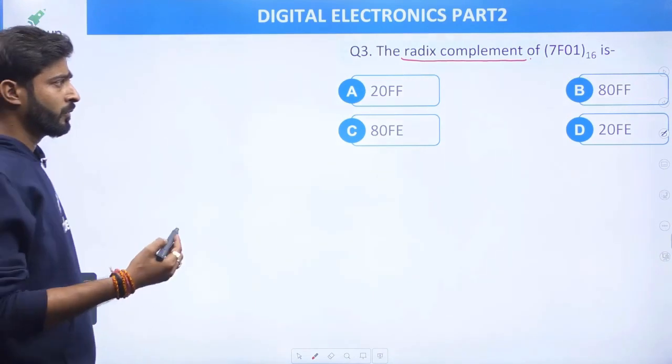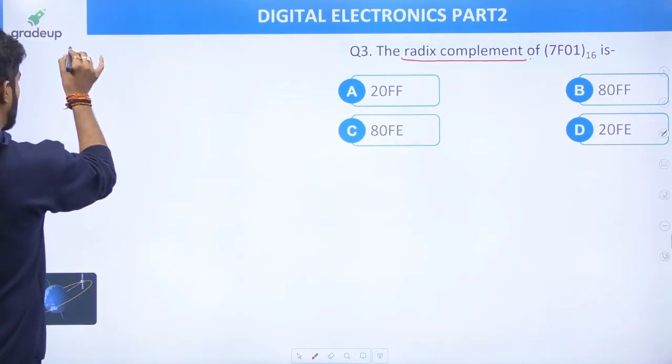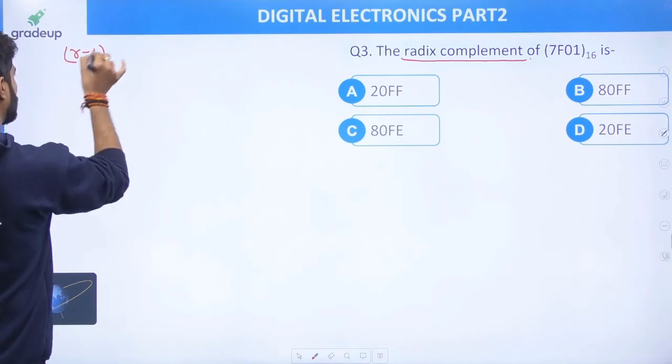Okay, very good. We know that there is the 2's complement only, right? The other one is the R minus 1 complement, the (R-1)'s complement.